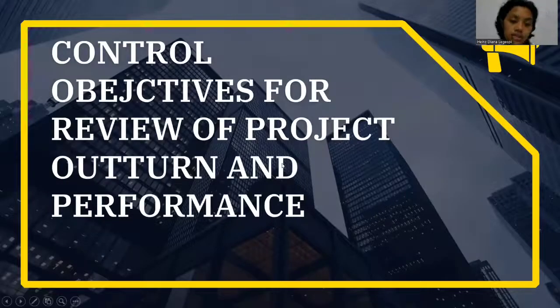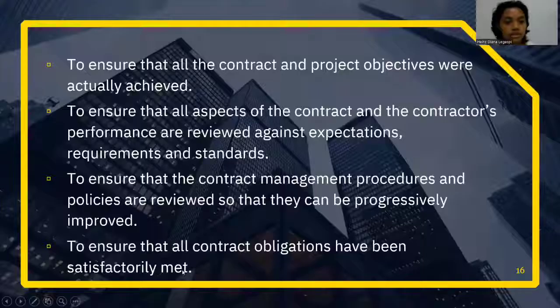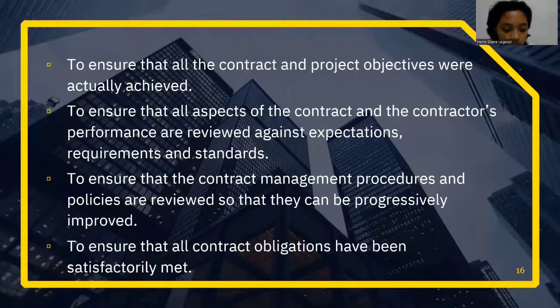Next is the control objectives for review of project outturn and performance. So the first one, to ensure that all contract and project objectives were actually achieved. This is to confirm that all contract and project goals were in fact met.